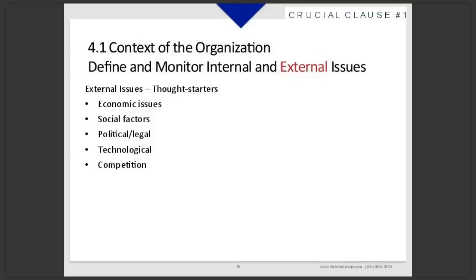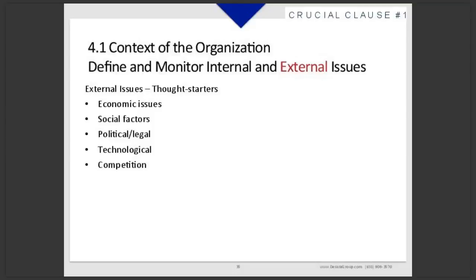In political and legal, we've had things like international trade agreements in the news lately that may or may not affect your business, things like government stability in some countries where you do business. And technological could be things like equipment materials that are available to you, or patents that are expiring, that are just going to be available on the market that you could begin to exploit.